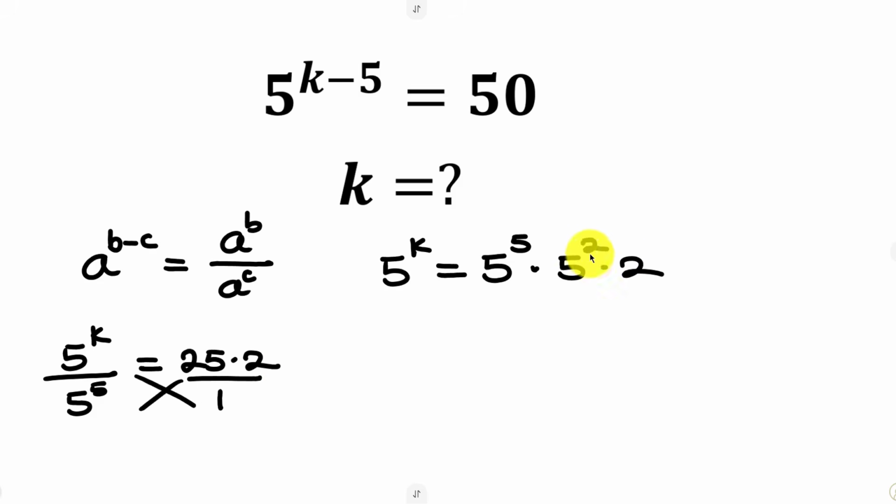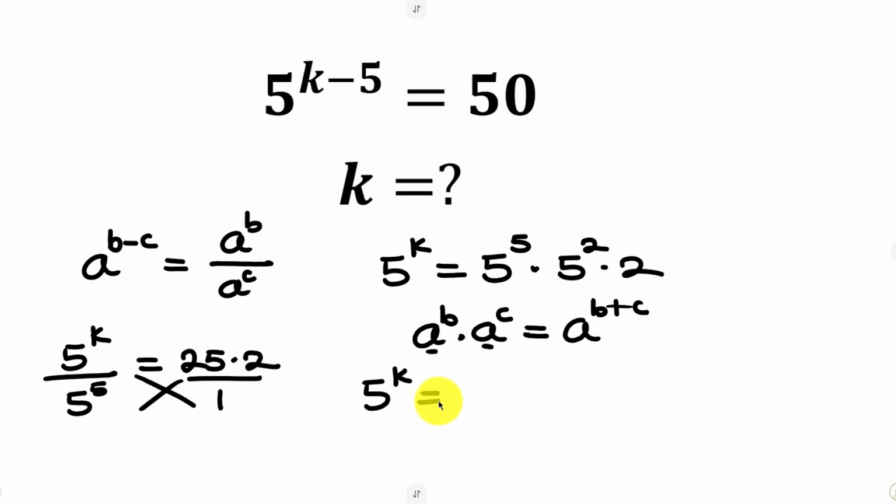Very good. Now we're going to be applying the property of indices here that says that when I have a to the power of b times a to the power of c, as long as the bases are the same, we can take the base, which is a, and add up the powers, which is b plus c. So this becomes 5 to the power of k equal to, now the bases here are the same, so I'll just write down the base and I'll add the powers. 5 plus 2 is actually 7. And then times 2.